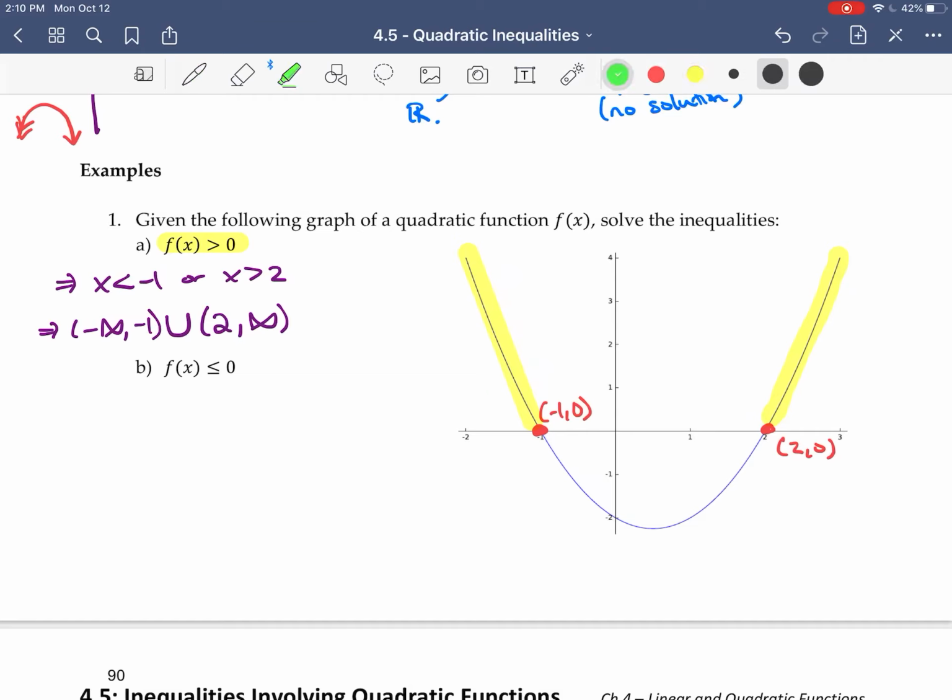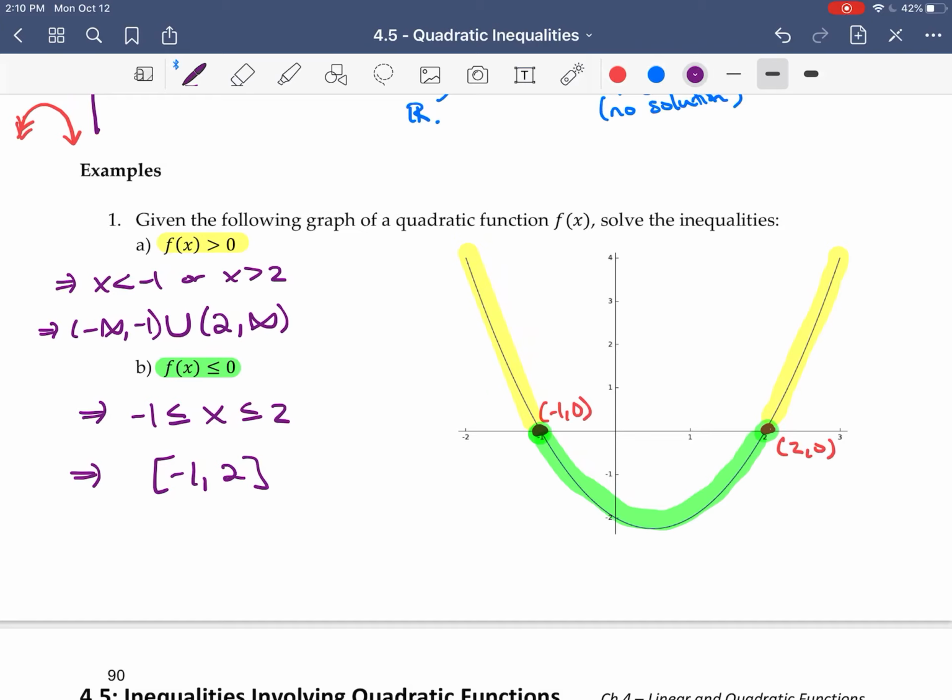Okay, now if I want where the function is less than or equal to 0, so that is going to include where it's 0, but then it's going to be everywhere it's under the x-axis. So that's going to be between -1 and 2, or in interval notation it's going to be from -1 to 2, including the endpoints, because we want to include where it equals 0, which it does at -1 and 2.